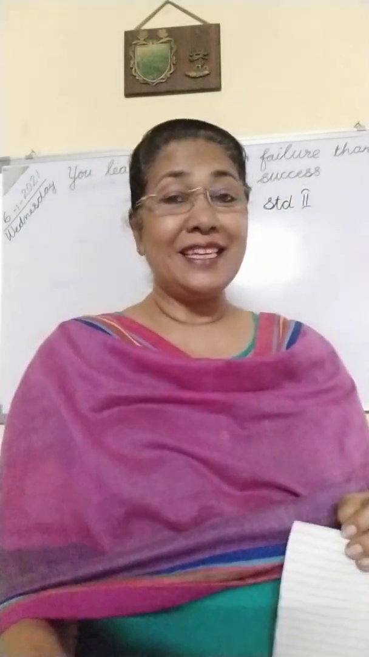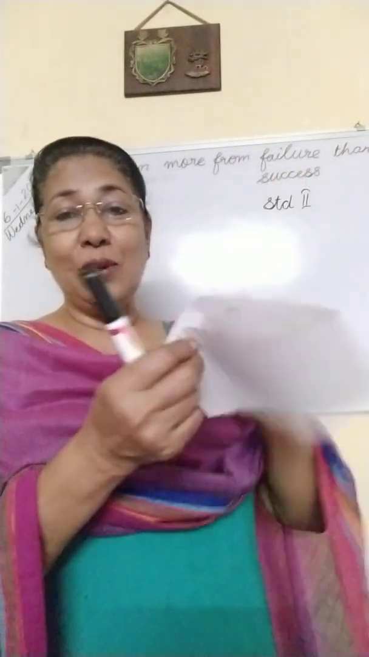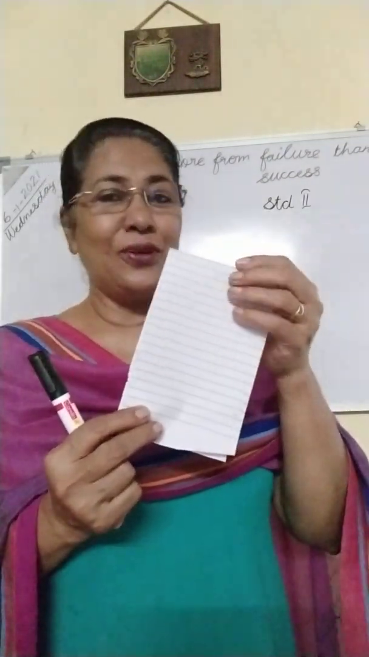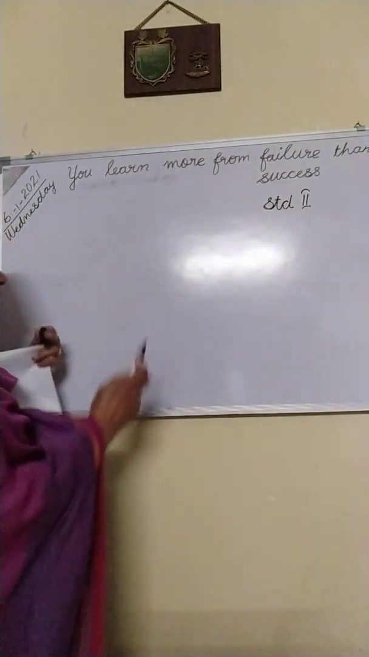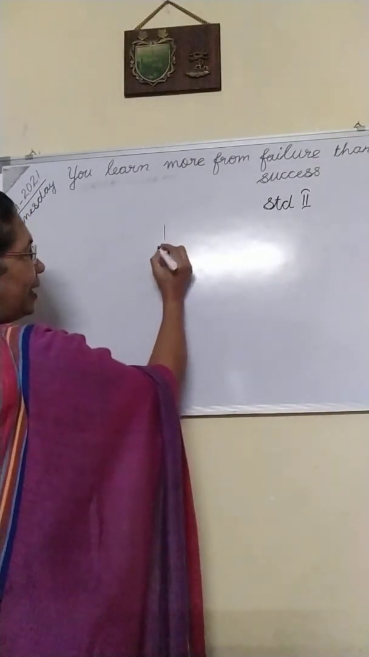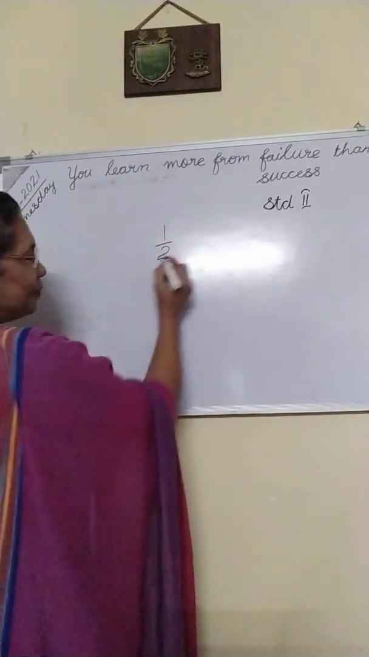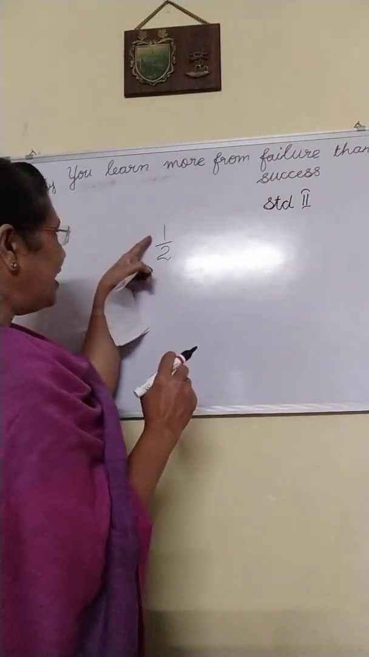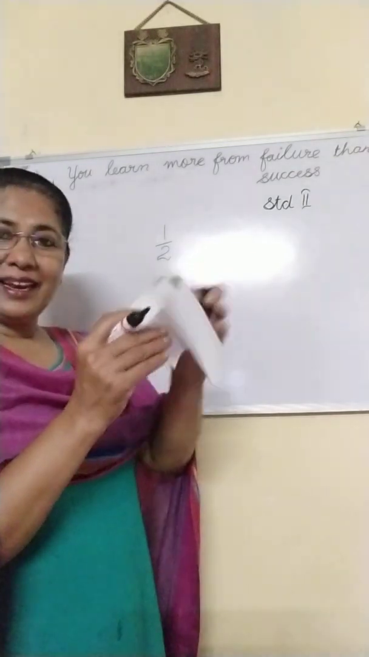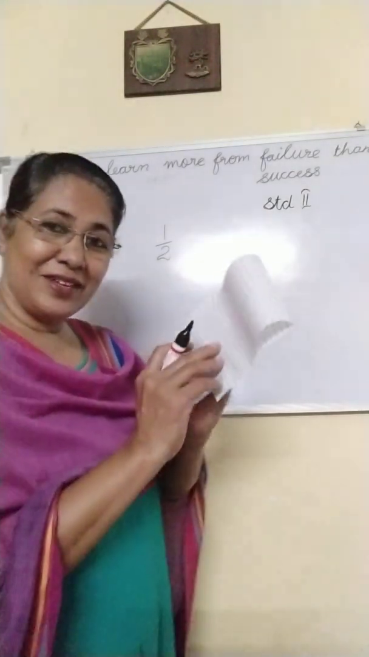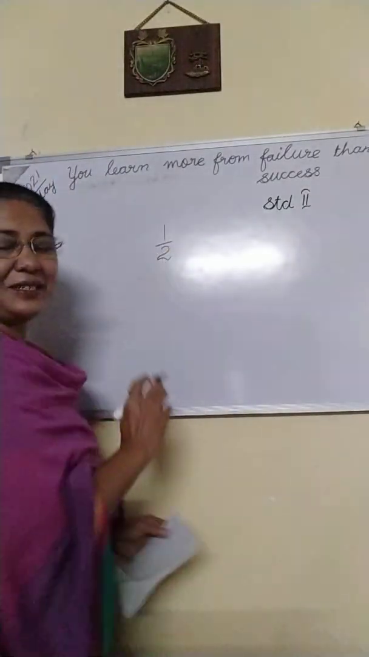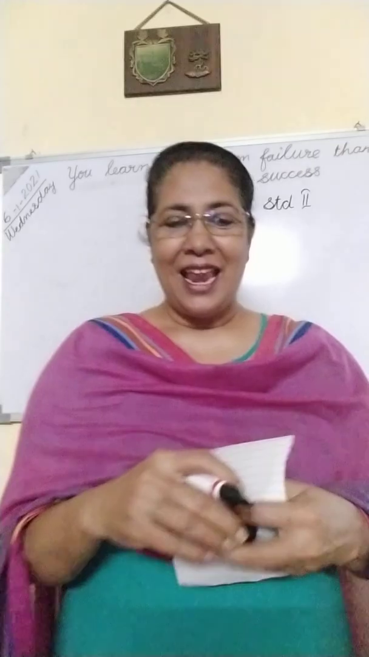So how do we write that? Now 1 is the whole thing. See, the whole paper is 1. Now how many pieces did I fold it into? Yes, I folded it into 2. So how do we write? 1 by 2. So this is the way, this is called the fraction. So 1 whole piece is 1, and how many pieces did we fold into? Yes, 2. So that we write it down.